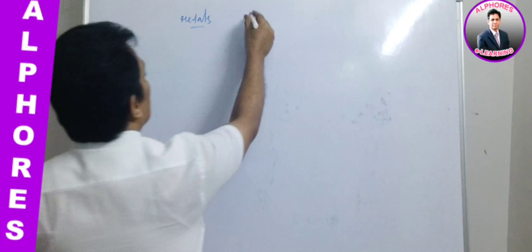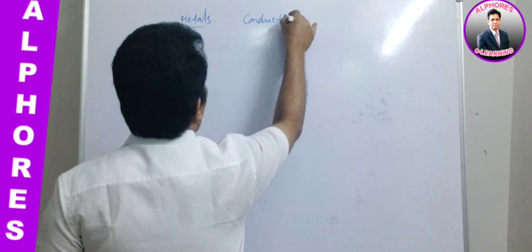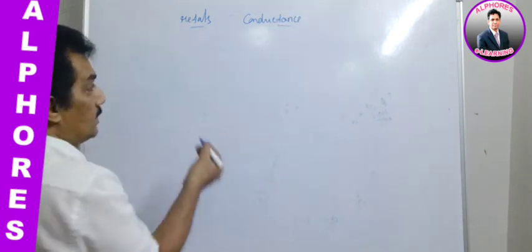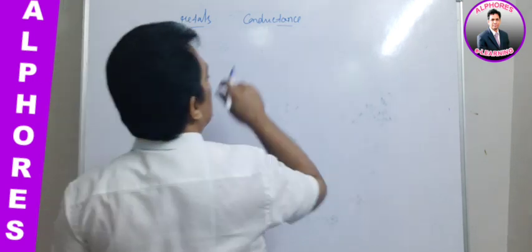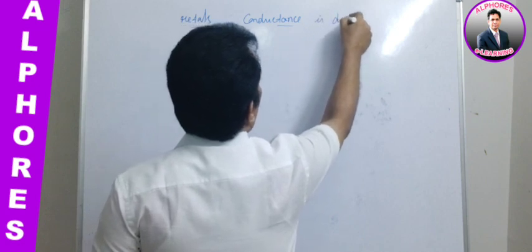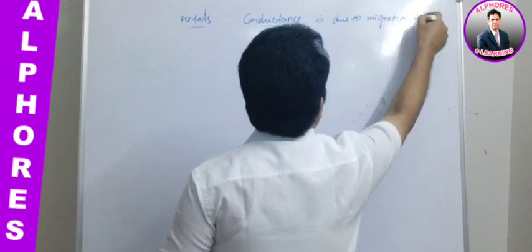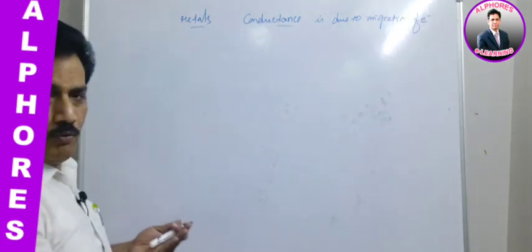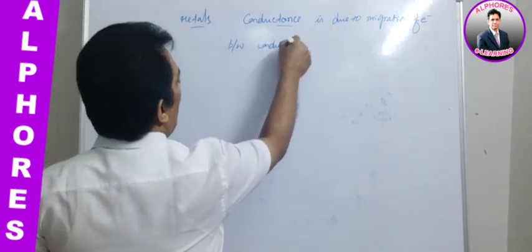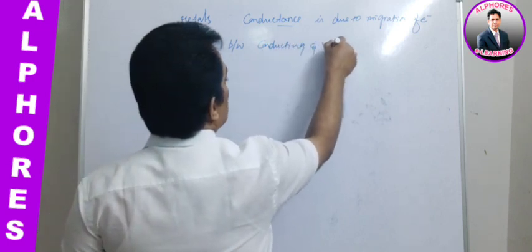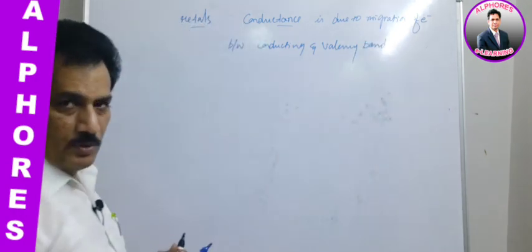Already we know conductance is... let me explain the conductance process in metals and semiconductors simultaneously so as to understand easily. Conductance is due to migration of electrons. Where? From where to where? It is between the conducting and valence bands. Already you know these two bands, as we discussed in the previous session.